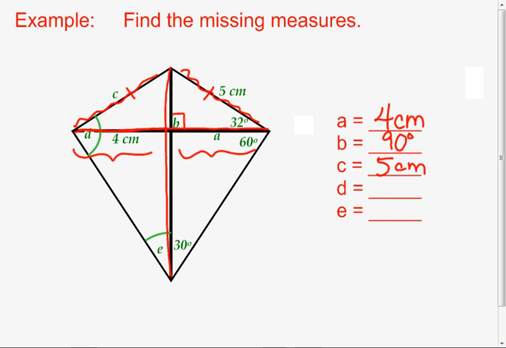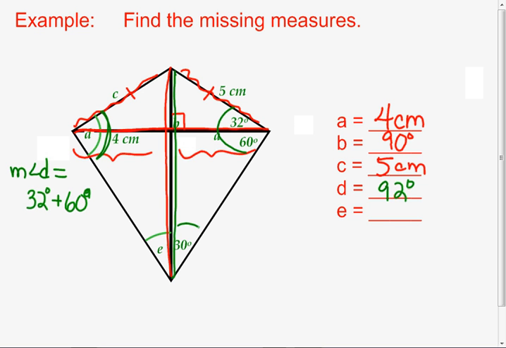Where's D? D is this big angle here. It's in green. I'll keep it in green. It's this one here. Measure of angle D is equal to the measure of that big angle. So 32 degrees plus 60 degrees. So that's 92 degrees. Whoops. And I know that this diagonal here bisects the vertex angles. So if the right side is 30 degrees, the left side is 30 degrees. So again, it's kind of like a puzzle.